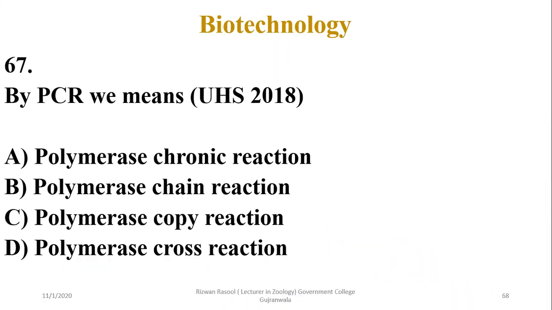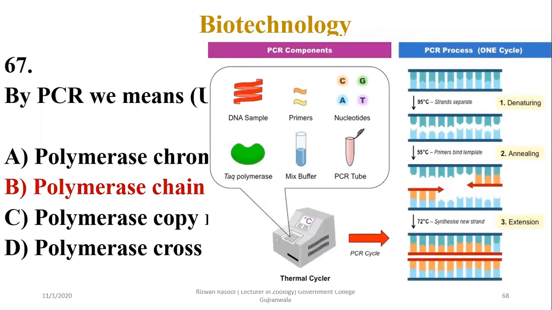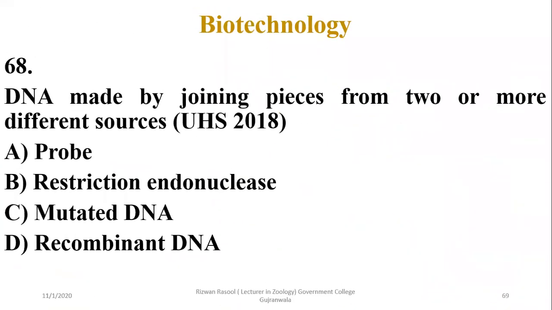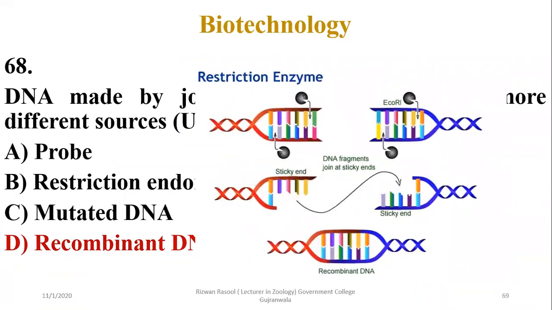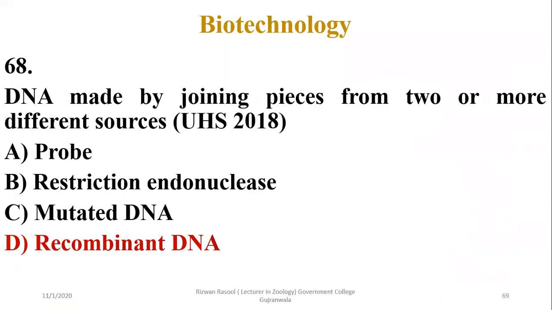By PCR, we mean polymerase chain reaction, which is a widely used process for copying a specific sequence of nucleotides or DNA. DNA made by joining pieces from two or more different sources is recombinant DNA, also known as chimeric DNA. And DNA ligase is used for this purpose after separation of these fragments by using restriction enzymes. So delta is the right option in this case.